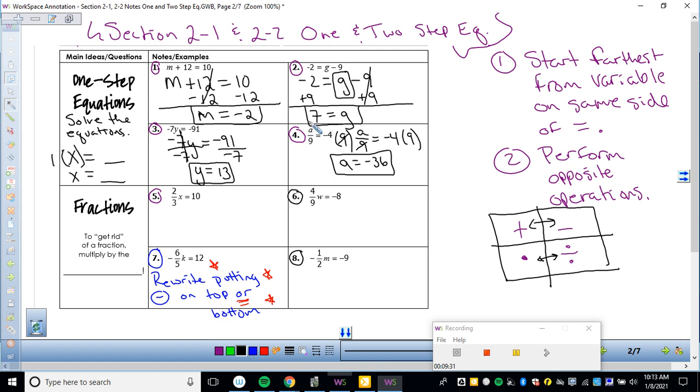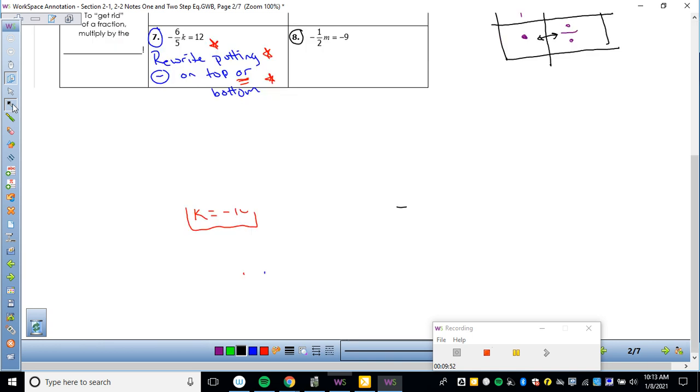Okay. All right. The next ones are when we have a fraction in front of the variable. And let me move down here and make a little space. Let's get rid of my notes here for now.